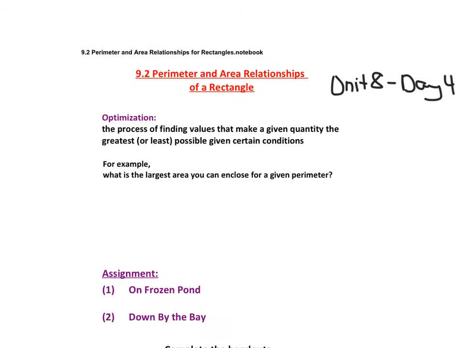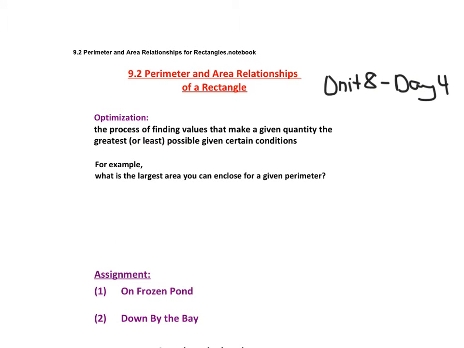So optimization is the process of finding values that make a given quantity the greatest or least possible given certain conditions, okay? So for example, what is the largest area you can enclose for a given perimeter? Based on just yesterday's little assignment, what did you guys kind of learn? What was the rule you came up with? Hannah? The square. A square? Okay, yep. So a square.